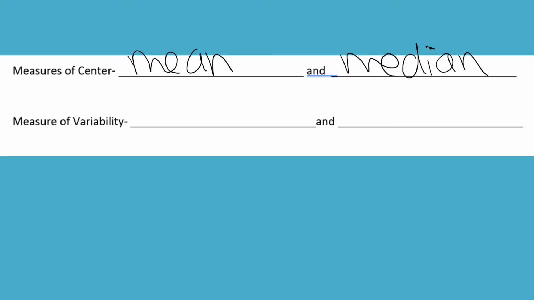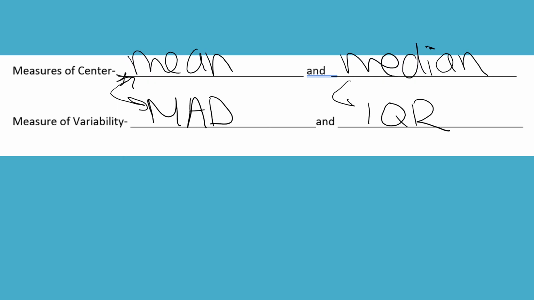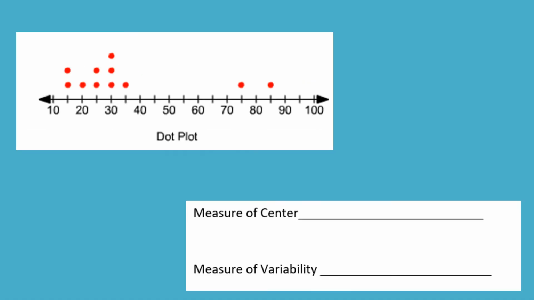in the middle. Measures of variability are MAD, mean absolute deviation, or interquartile range. The mean and the MAD are going to go together, and the median and the IQR are going to go together. So if it's the mean for this measure of center, it's going to be MAD for the measure of variability. And if it's median, it's going to be interquartile range.